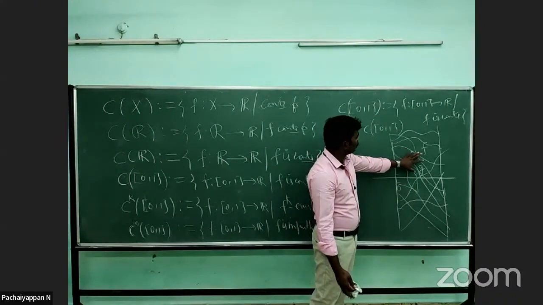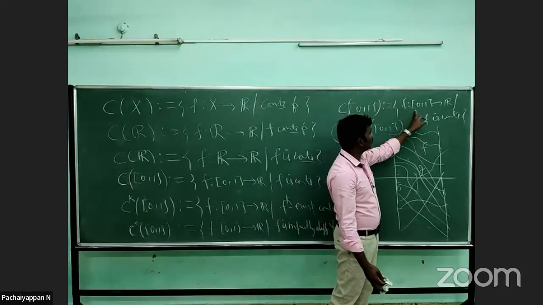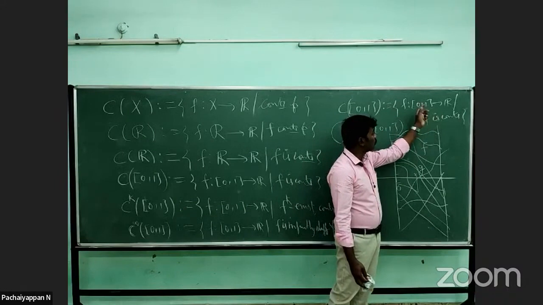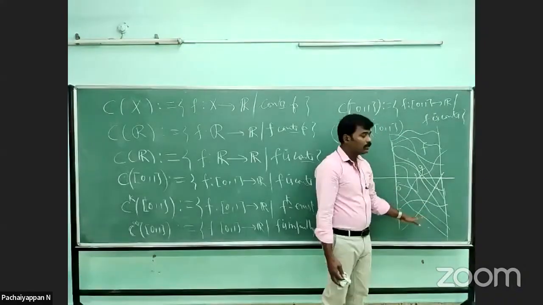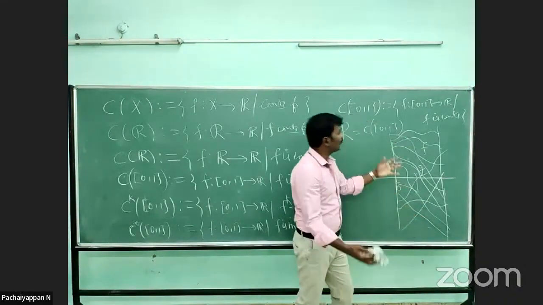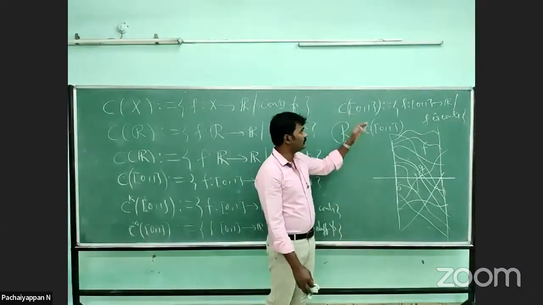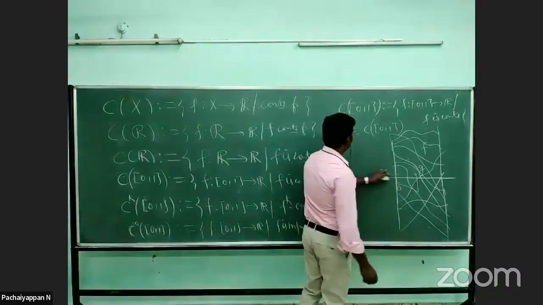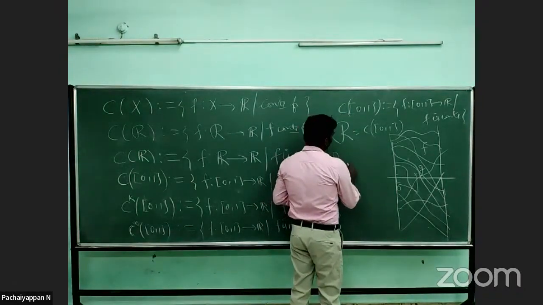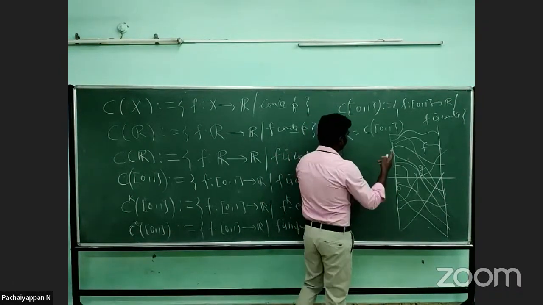This is exactly the set we have written here: the set of f going from [0,1] to R such that f is continuous. This means geometrically, and we have to understand a little bit, that this kind of curve we are collecting. That is C[0,1].